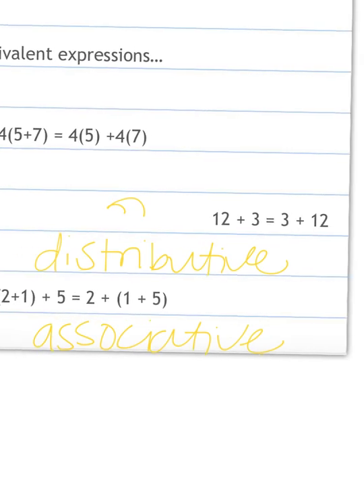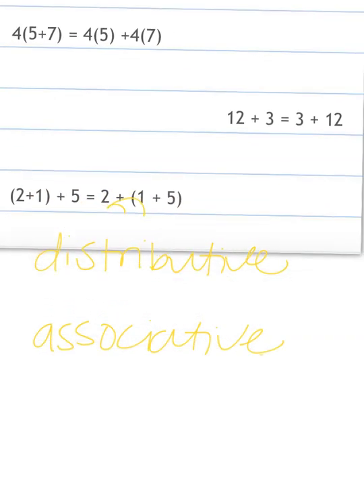All right. The last one, 12 plus 3 equals 3 plus 12. Again, we are changing the order, but the answers will still be the same. That is the commutative.